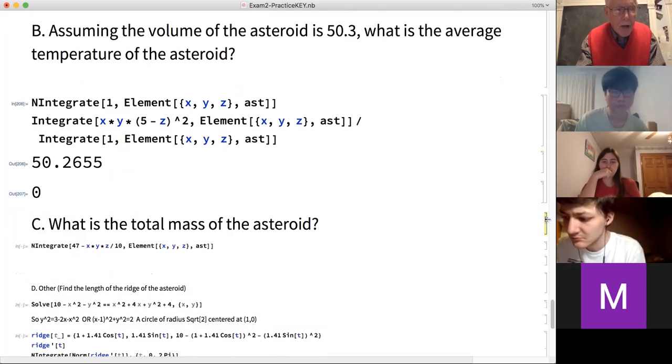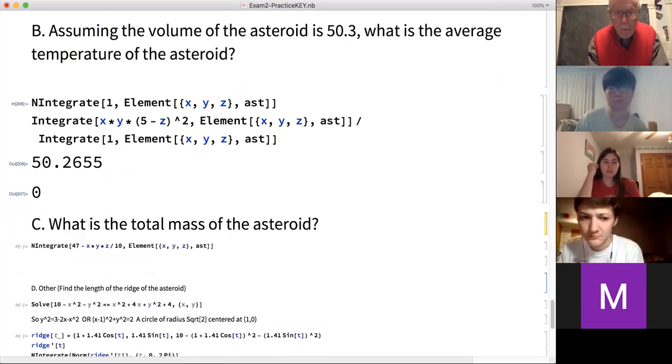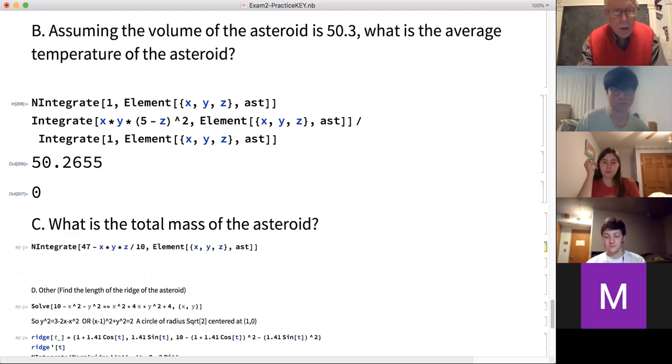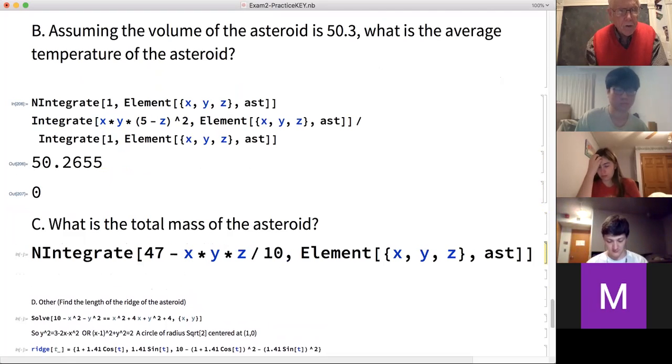Here we do have a density function. And so here I ask you for the mass of it. So we're going to integrate that density function, 47 minus xyz over 10. And that will give us the total mass.